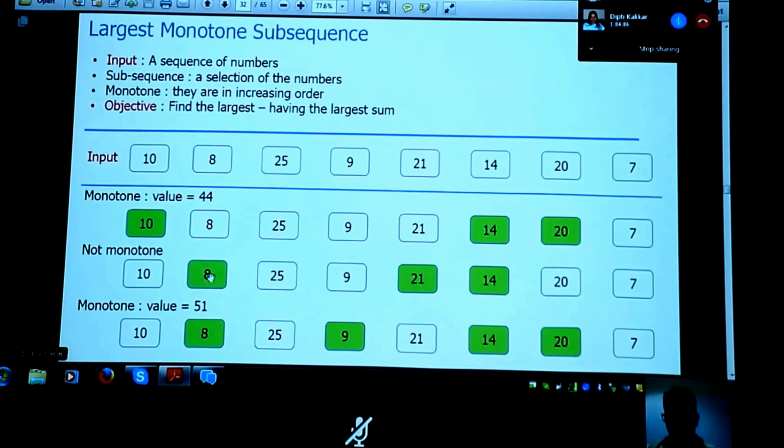Now, here is a sequence which is not monotone. It says that I'll pick 8, 21 and 14. This is not monotone because 8 to 21, which is fine, increased, but 21 to 14 is bad, it decreased. So it's not valid.